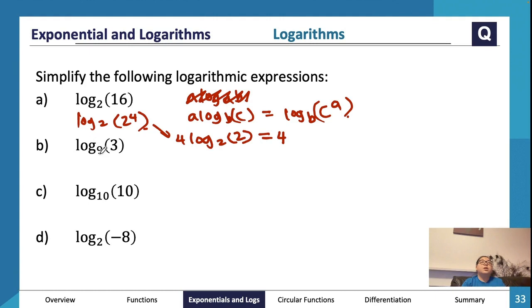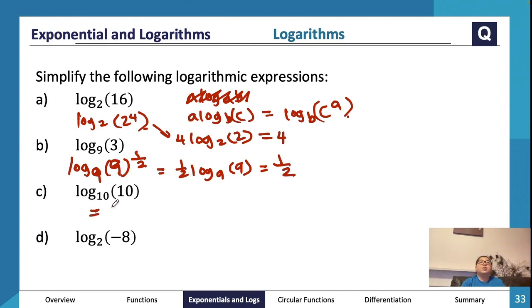Alrighty, if we do the same thing here, log base 9 of 3, we ask what do we need to do to 9 to get to 3? We need to take it to the power of a half. So that's equivalent to a half times log base 9 of 9, which is just 1/2. Now this one is straightforward enough. What power do we need to raise 10 to get to 10? That's just going to be 1.